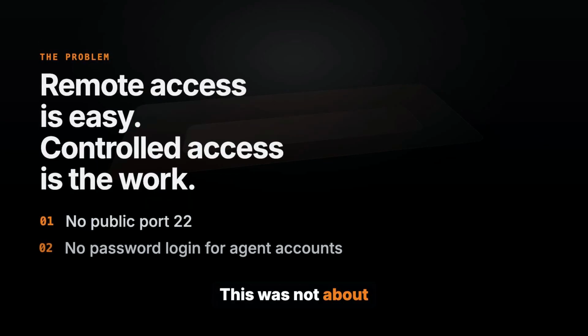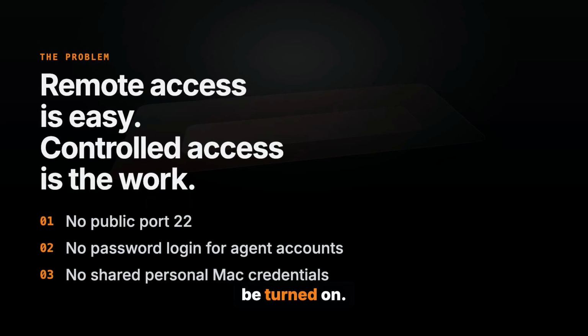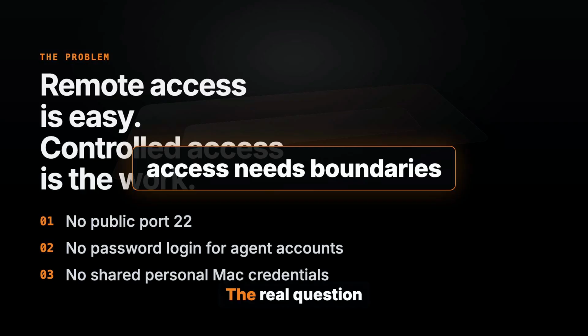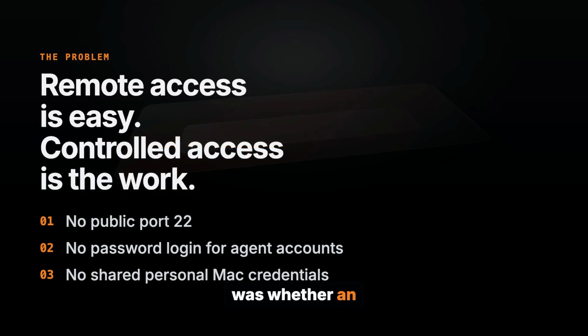This was not about whether SSH can be turned on. That part is easy. The real question was whether an agent could reach the Mac without exposing the machine in a careless way. No public port, no password login, no personal credentials, no broad access to my home folder, private keys, Codex state, Claude state, GitHub auth, or project secrets. I needed access, but I also needed boundaries.